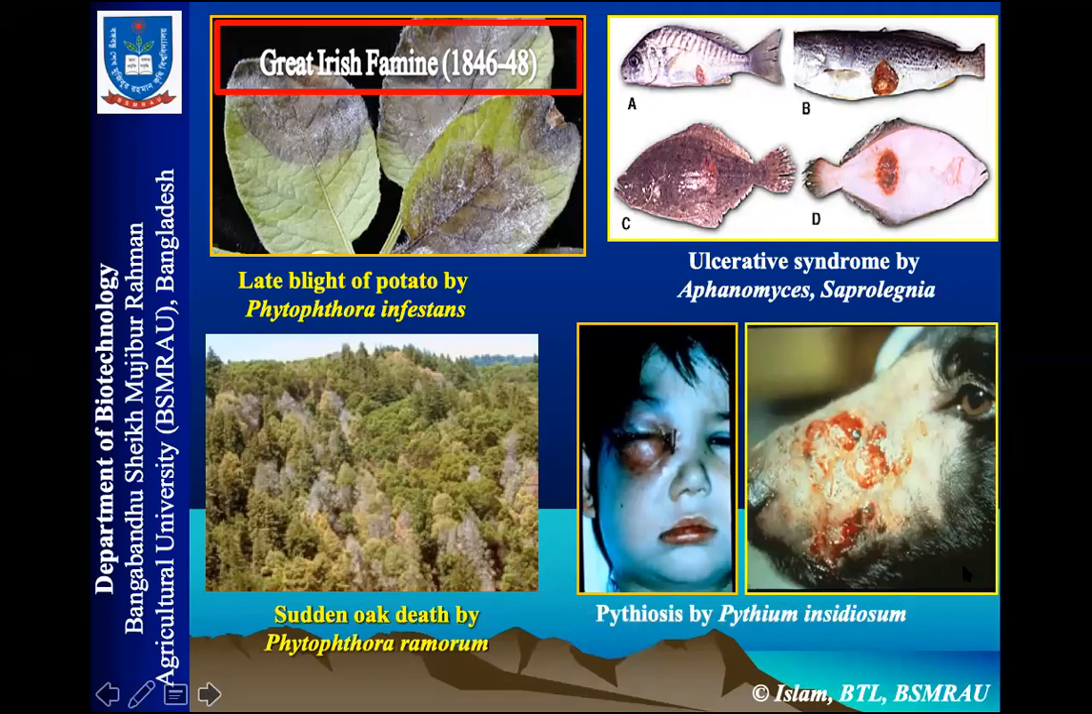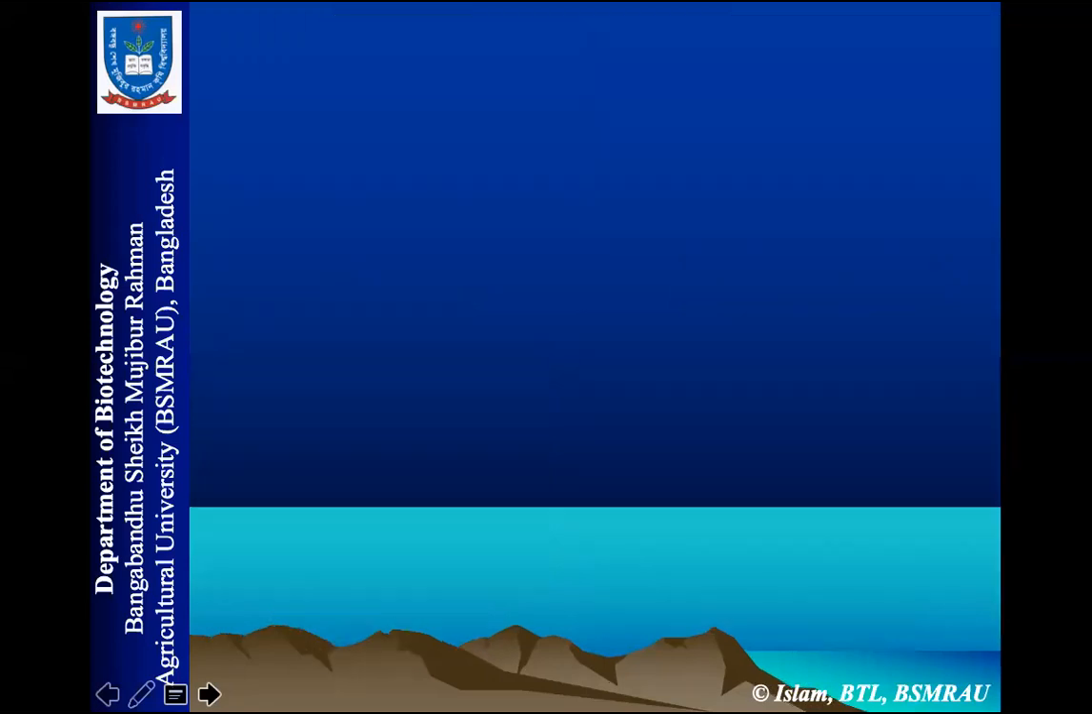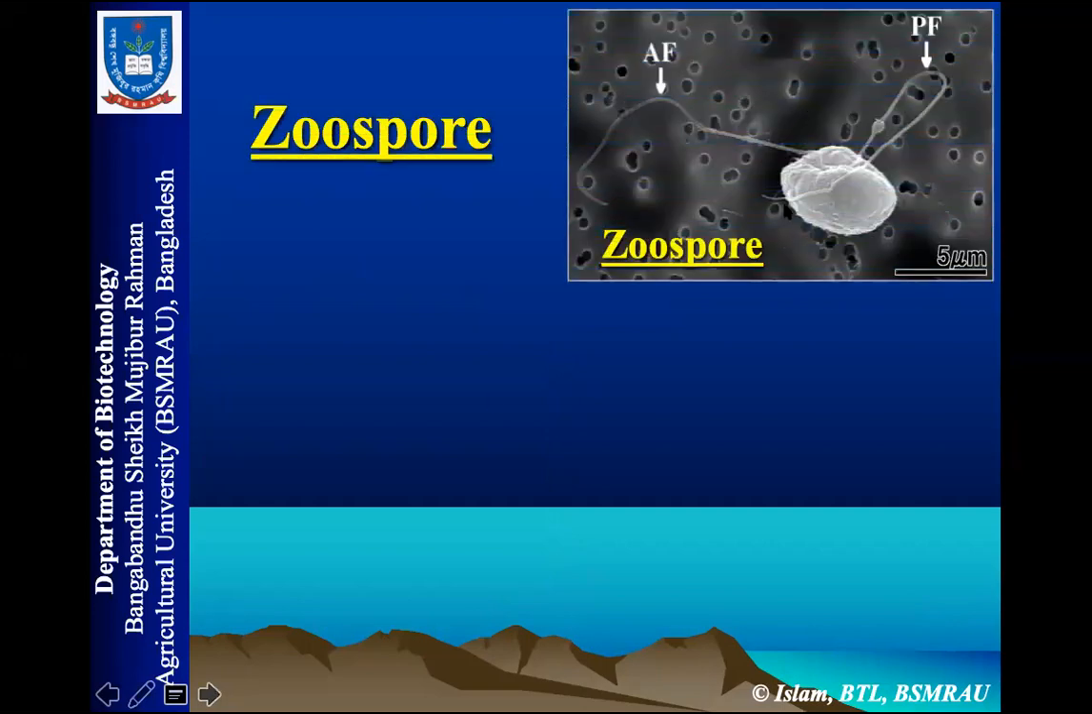Pythium insidiosum, one member of the Peronosporomycetes, also causes disease in humans as well as in dogs. So you can understand the economic importance of this class of microorganisms. Remember that they are not fungi. They are fungus-like Stramenopila. And they commonly produce zoospores.